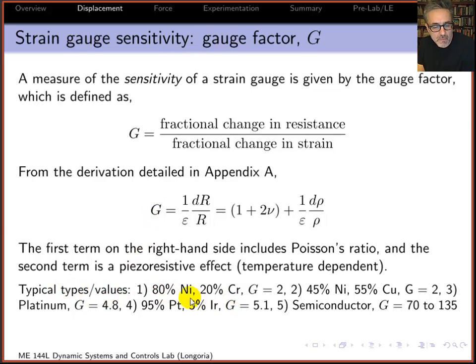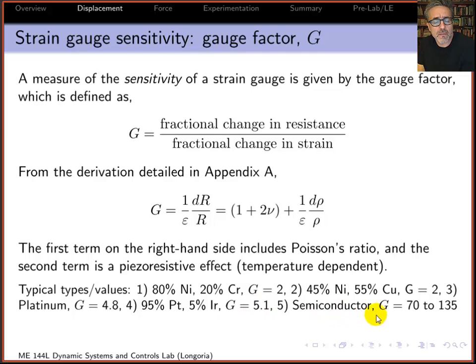Typical values, and this may be a little hard to read here, but a very common type of strain gauge is a nickel chromium type, maybe 80% nickel, 20% chromium, and those have gauge factors of about 2. 2 is a very common gauge factor. And then you see there are other types. Nickel copper has 2 also. Platinum has a value of about 5. And then there's also platinum iridium. You're getting gauge factors up at a level of 5.